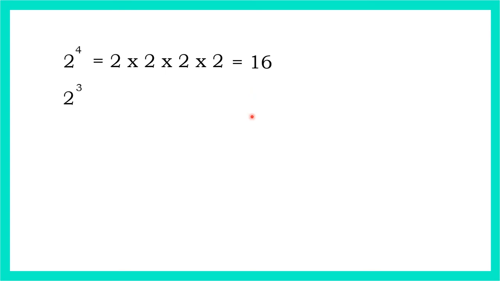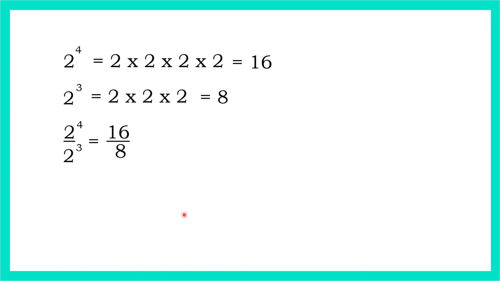And then, we have here another one, 2 raised to 3. And this time, tatlong beses i-multiply ang 2, sorry. So, you have there 2 times 2 times 2, and that is equal to 8, diba? So, if we're going to divide this, pareho doon sa ginawa natin sa 10, i-minus na lang natin yan. So, 2 raised to 4 divided by 2 raised to 3 is just equal to 16 over 8. Pakita muna natin yung value. So, 16 over 8, and this is just equal to 2.